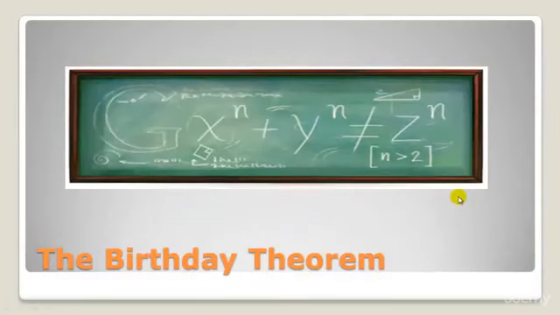x raised to n plus y raised to n is unequal to z raised to n where n is less than 2, and this might go completely over your head and you might not understand any of these things, and I completely understand that. So to be more precise, the birthday theorem was previously known as capture-recapture statistics, which was invented in the 1930s to count fish.